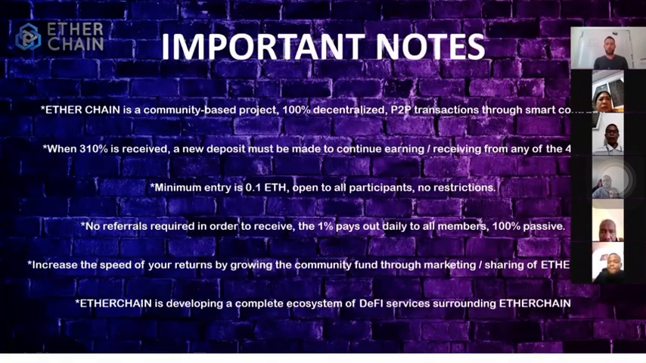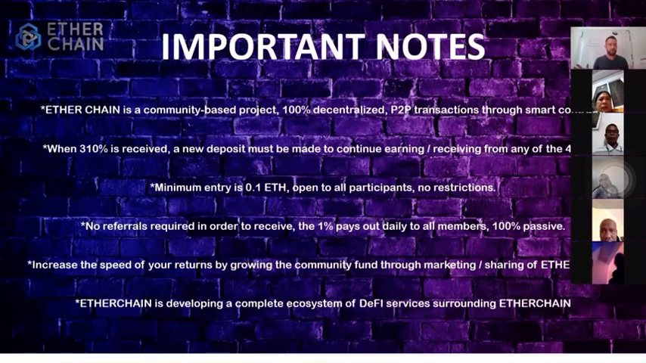All right, finishing off with a couple important notes here. Etherchain is, as we know, a community-based project. That means, as we said earlier, there are no additional income or profit generated. It is a peer-to-peer support model. It is 100% decentralized. There's no owners, there's no company, there's nobody who controls this. It is a smart contract, and that's it. Peer-to-peer transactions through that smart contract.